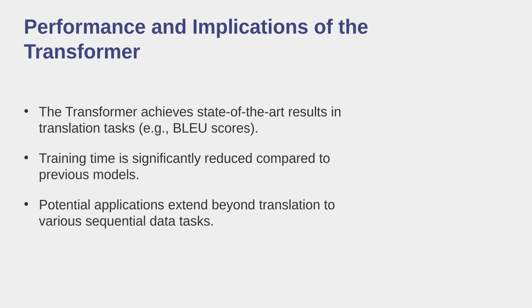The implications of this architecture are vast. Beyond translation, the transformer is poised to revolutionize various fields involving sequential data, such as text summarization, question answering, and even image processing. As we consider the future, think about the potential of applying this model to other modalities like audio and video. How might that change our understanding and processing of complex data?